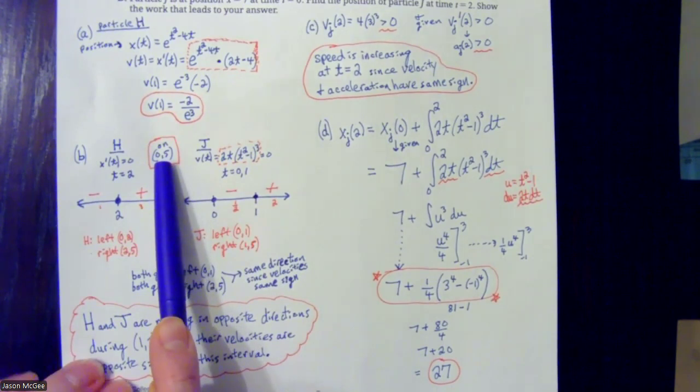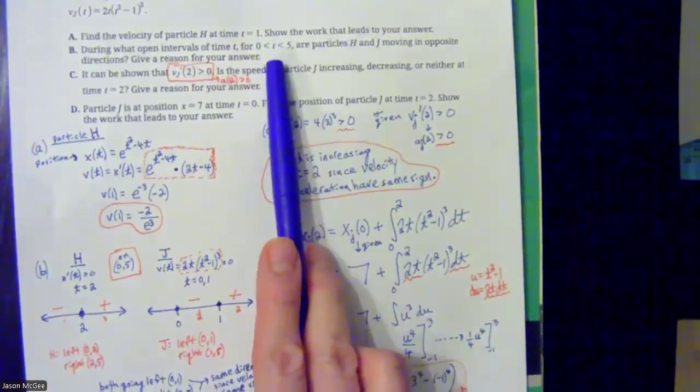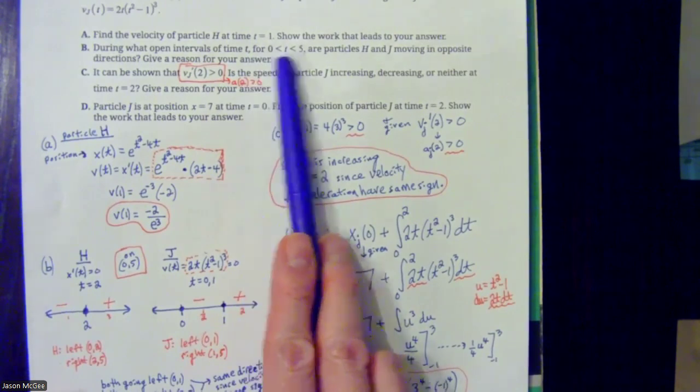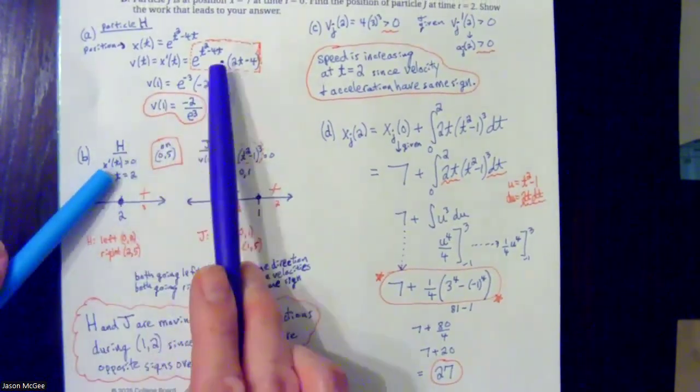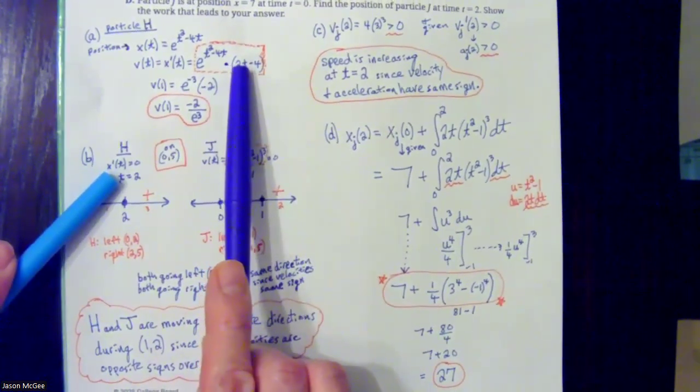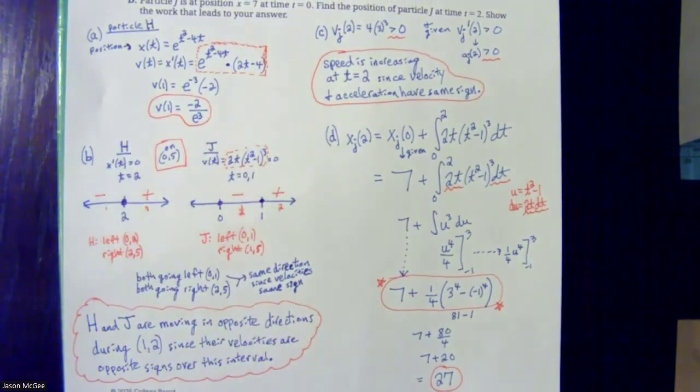You're only on the interval between 0 and 5. So you don't care about going all the way to infinity. You're only going between 0 and 5, so keep that in mind. This is the x prime, so this is the velocity of particle H. And I'm going to do a number line thing for both of these.